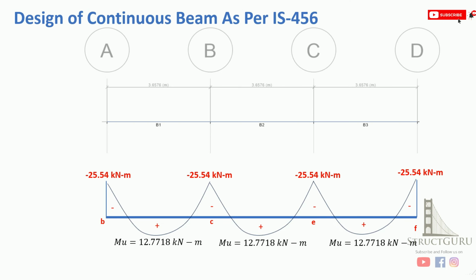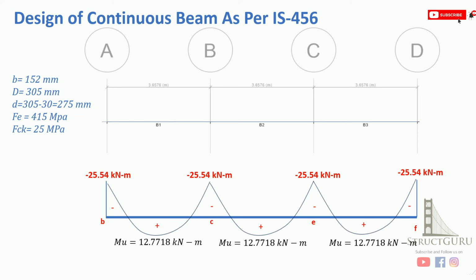Now let's design this beam as per IS456. In order to design this beam according to Indian code, I need to change the system of units. So now I have converted my values into the SI system of units with the help of ETABS. In that case, the span is 3.65 meters and the maximum positive moment is 12.77 and maximum negative moment is 25.54 kilonewton meter. So these are the cross-sectional details of our beam.